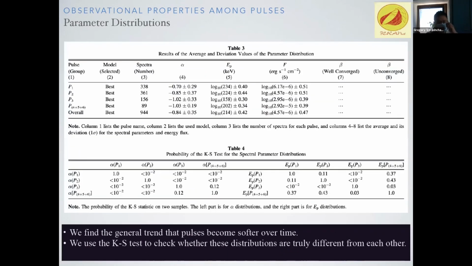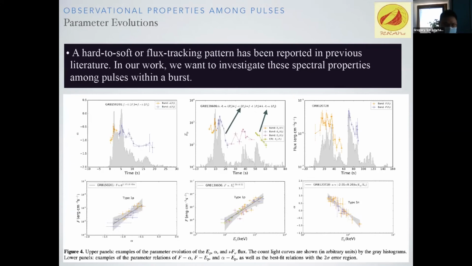We summarize our result in Table 3. We found the general trend that the pulses become softer over time. We also use the KS test to check whether these distributions are truly different from each other.